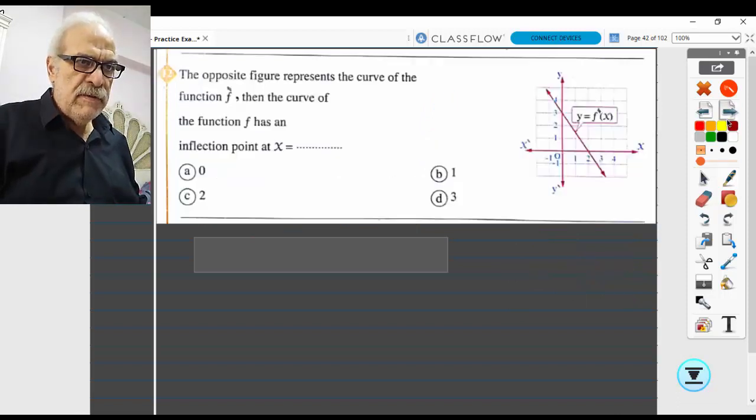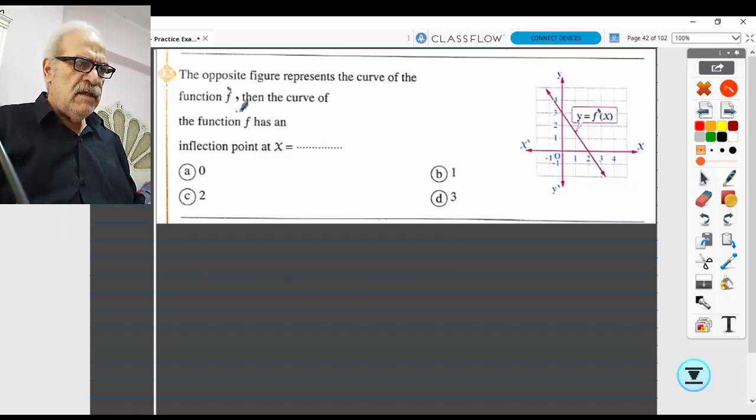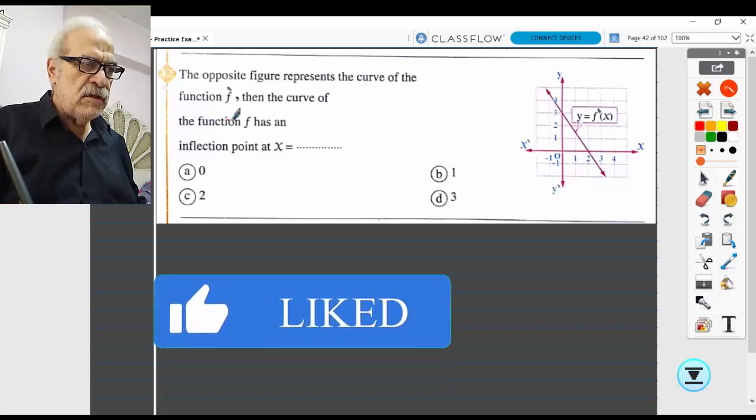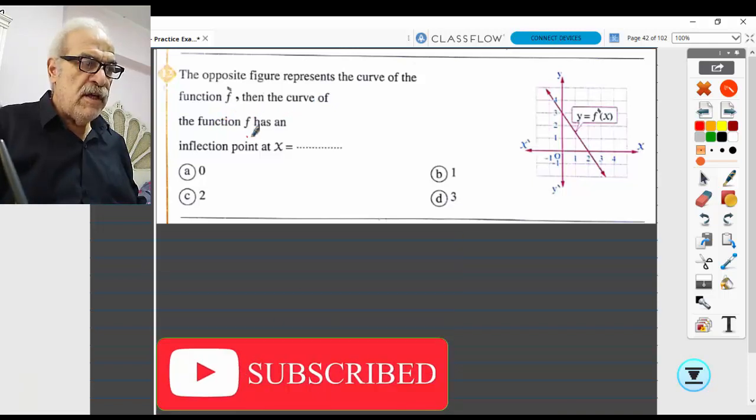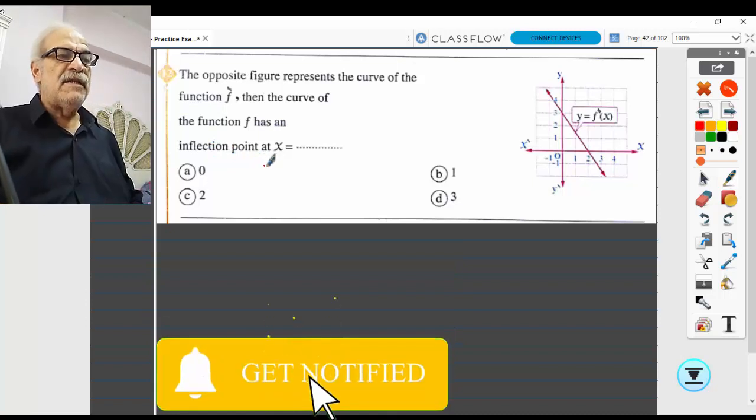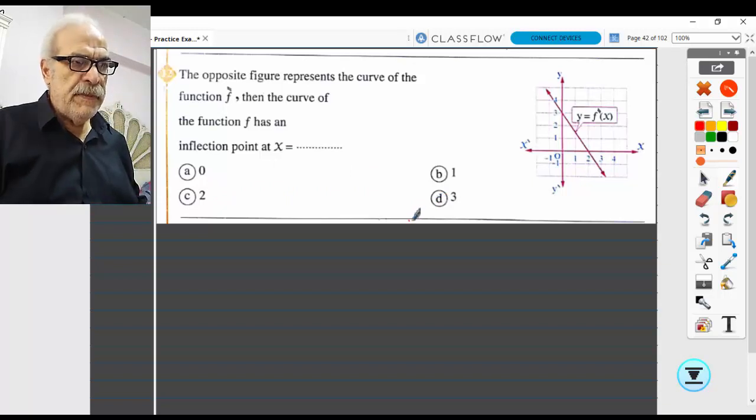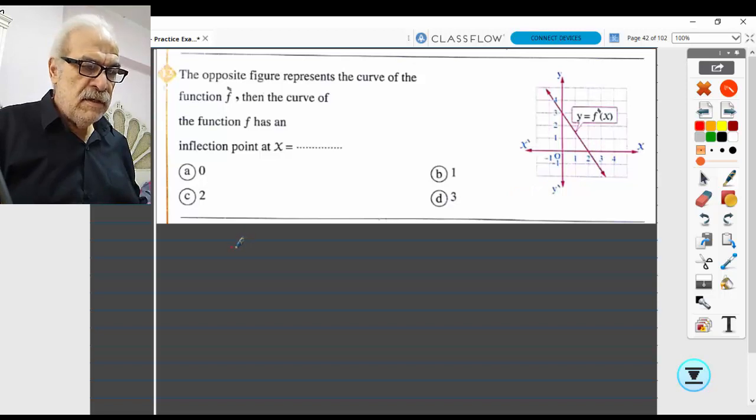Question number 12. Here, the opposite figure represents the curve of the function f double dash. Then the curve of the function f has an inflection point at x equals 0, 1, 2, or 3. Okay. We know that at the inflection point, f double dash equals 0. Okay. Here, f double dash of 2 equals 0, right?